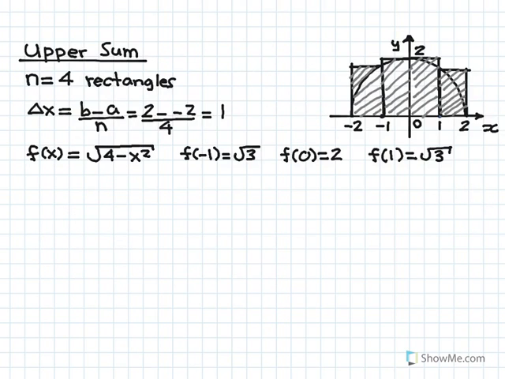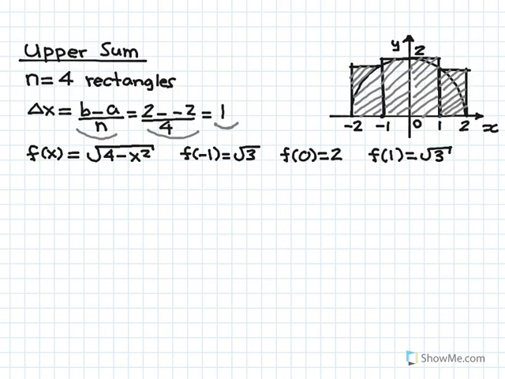All right. So for the upper sum, we have 4 rectangles. Delta x is equal to b minus a over n. That's going to be 2 minus negative 2 divided by 4. That's just going to give us 1. That's the width of every rectangle.